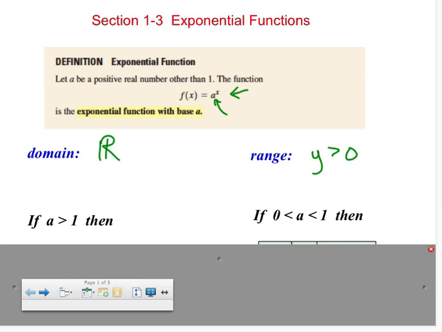If a is greater than 1, then we have what's called exponential growth. So if that base is greater than 1, we have exponential growth. If a is between 0 and 1, remember it has to be positive, but if a is between 0 and 1, then we have exponential decay.